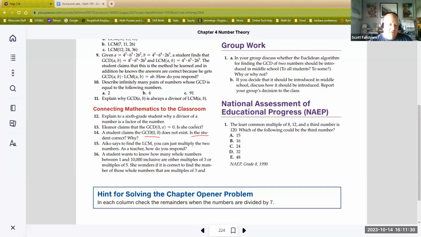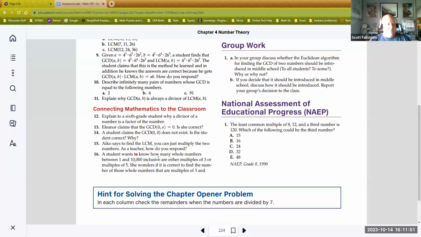Let's see here. We have Aiko. Aiko says to find the least common multiple, you can multiply the two numbers. As a teacher, how do you respond? Hey, want to find the LCM? Let's multiply them together. Seems to work. And again, it's not a problem to ask a student, hey, where did you get that from? Why do you think that is true?